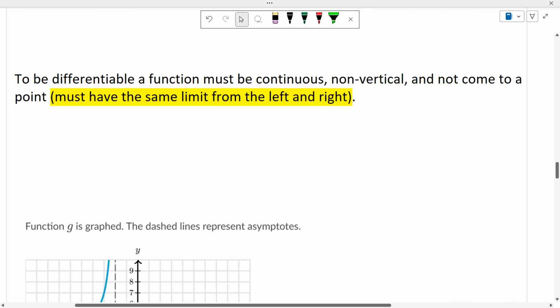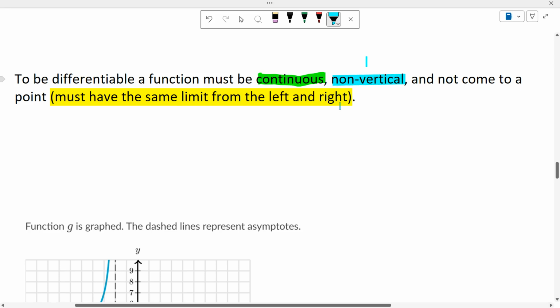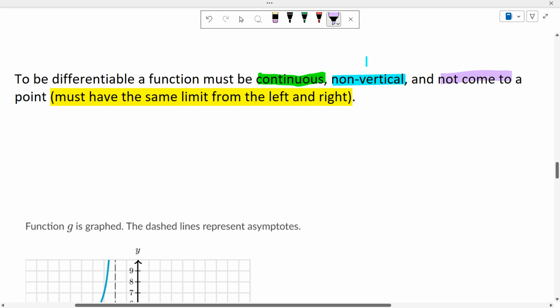Since I have something highlighted, it's pretty important. To be a differentiable function, it must be continuous, non-vertical, and it cannot come to a point. It must have the same limit from the left and right. That is very important to know.